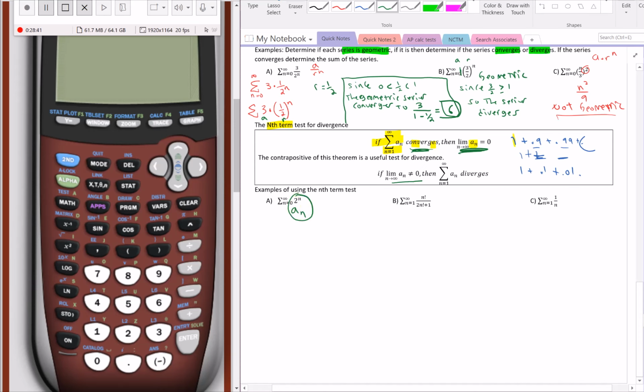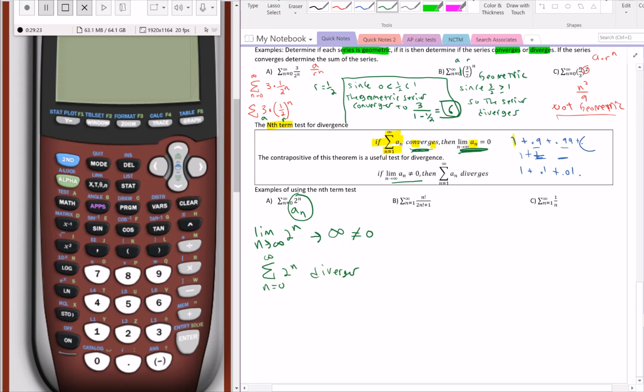This is the explicit formula for the nth term. We just want to know what is the limit as n goes to infinity of this. If it goes to 0, it doesn't mean it converges for sure, but it means we have to test other things. But we can show right here that this goes to infinity, right? It does not equal 0. Therefore, because the limit does not equal 0, this series diverges.